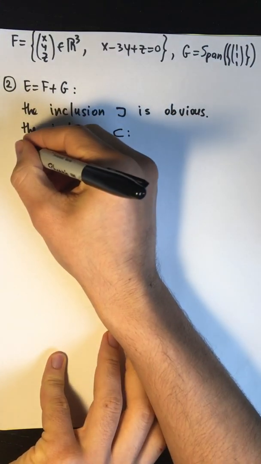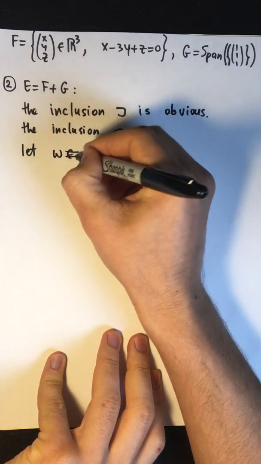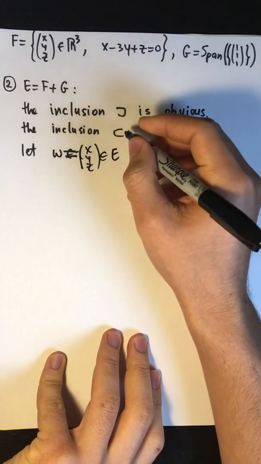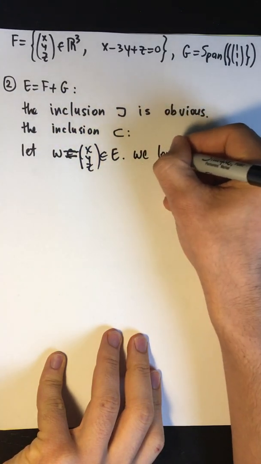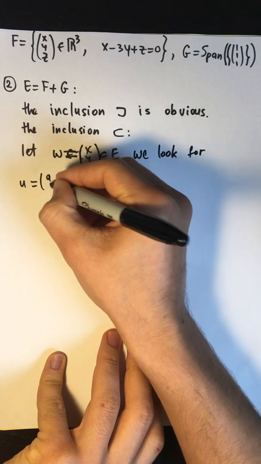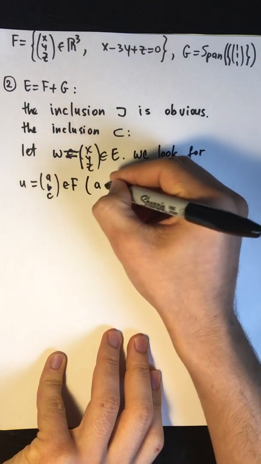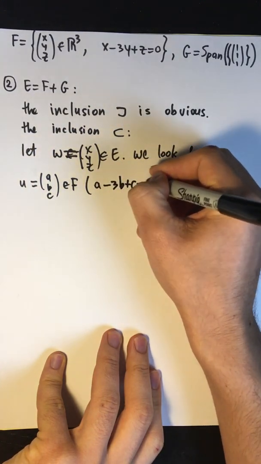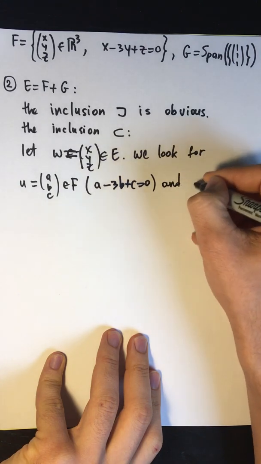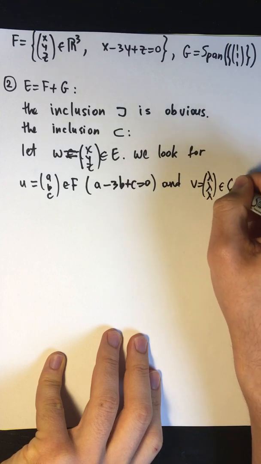So in here, we say let W be equal to (x, y, z), and this is in E. Now we look for U equal to (A, B, C) in F. Because it's in F, we can easily conclude that A minus 3B plus C equals 0, from x minus 3y plus z equals 0. And V is (lambda, lambda, lambda), it's span (1, 1, 1), and it's in G.